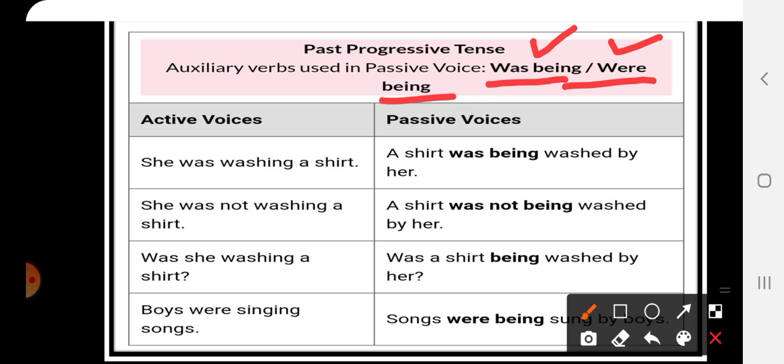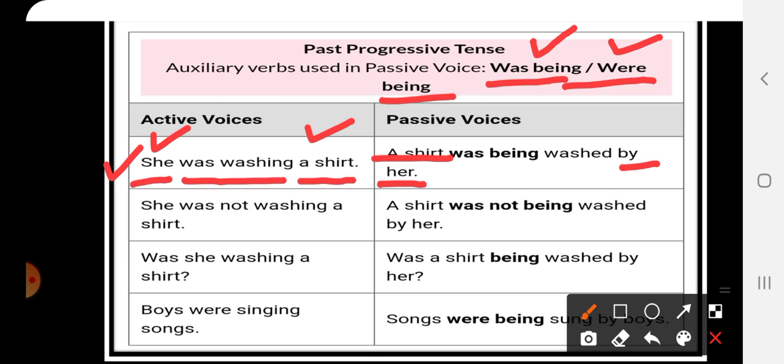First example, she was washing a shirt. She is the subject, was washing is the verb, a shirt is the object. So here the subject was she, that became the object of passive voice. The object was a shirt, that became the subject in passive voice. Then the use of the word by, then the verb is washing here, but we always use the third form of the verb, so it is washed here. Then the helping verb, because our subject is singular here, a shirt, that is why we will use the helping verb was being here. Clear? Now the other sentences.